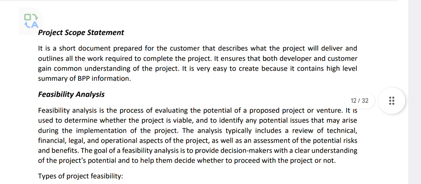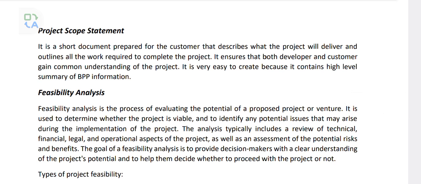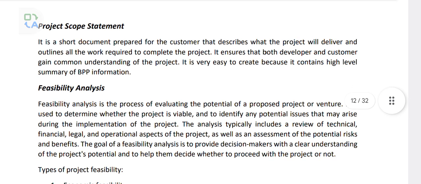Feasibility analysis is the process of evaluating the potential of a proposed project or venture. It is used to determine whether the project is viable and to identify potential issues that may arise during the implementation of the project.